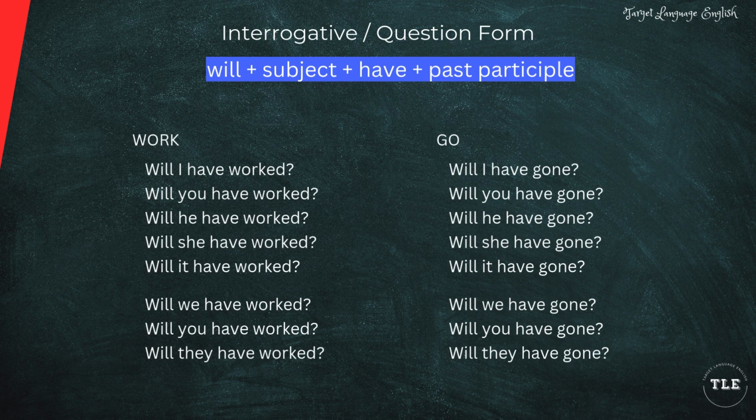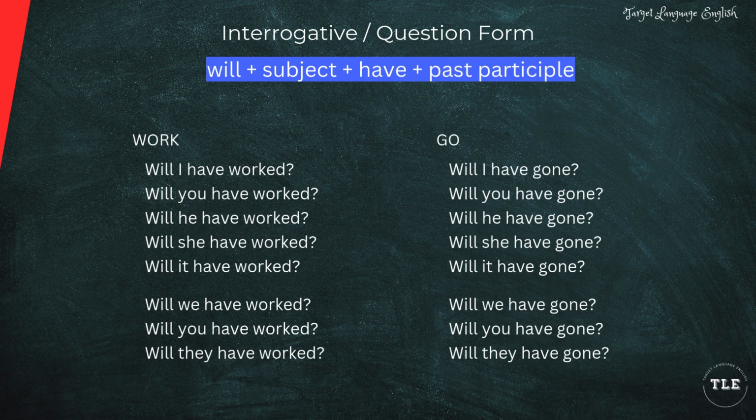Plural, will we have worked? Will you have worked? Will they have worked? Go, singular. Will I have gone? Will you have gone? Will he have gone? Will she have gone? Will it have gone?